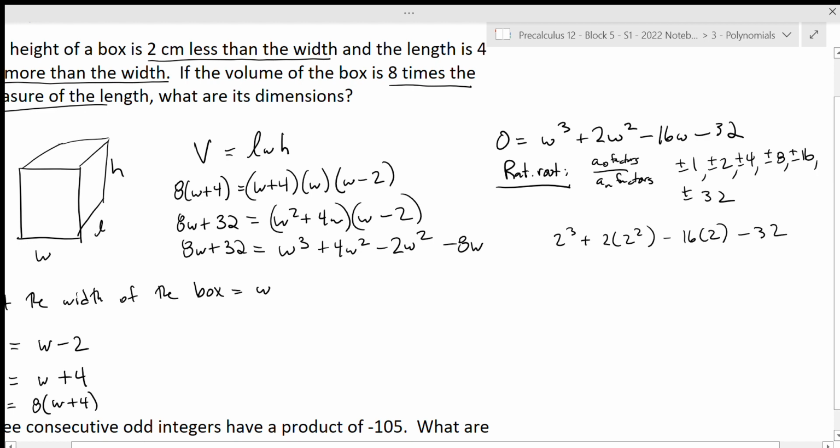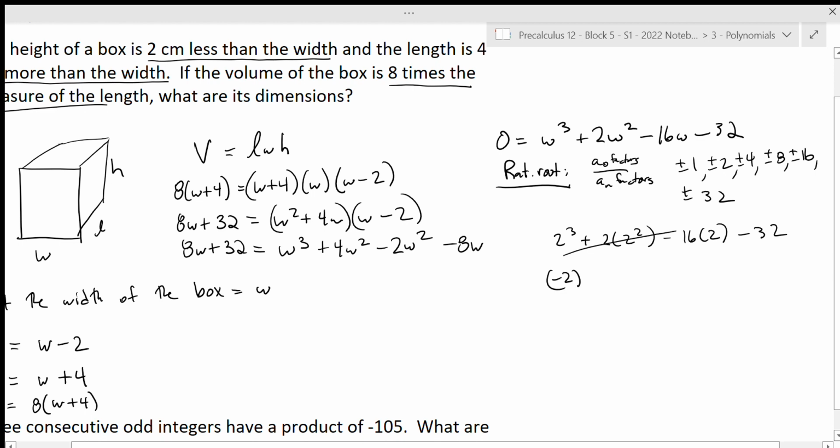Okay, so that's with a positive 2. I can see we have 8 plus another 8. That's not going to work because I'm going to be subtracting 16 minus 32 twice, which is going to be negative. So that one doesn't work. So let's try negative 2.